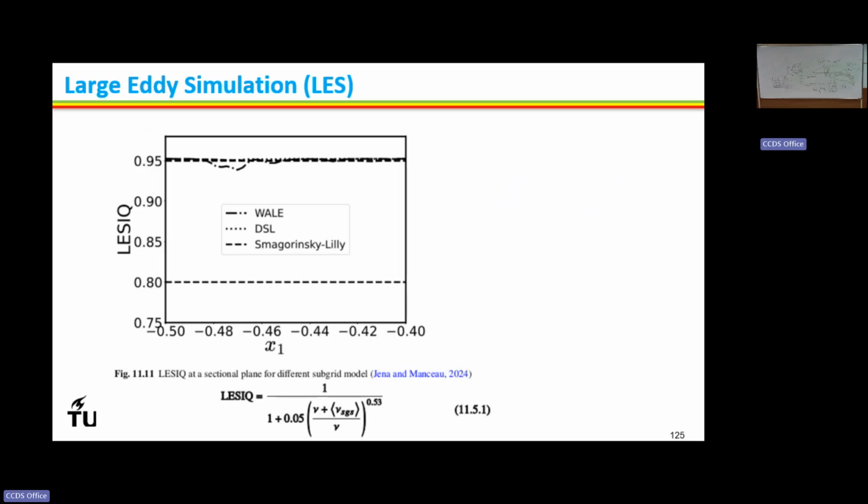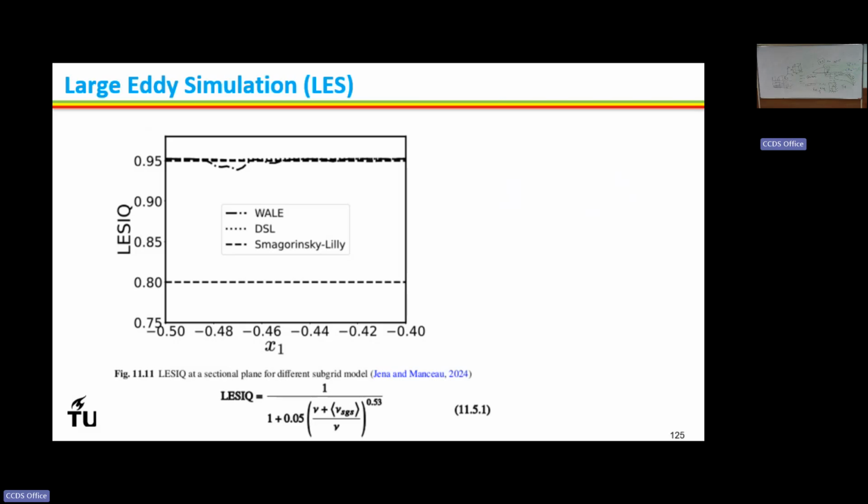So there is a criterion they call LES IQ, the LES indicator, that is defined as 1 divided by 1 plus 0.05 times the ratio of nu, the laminar or kinematic viscosity, to the subgrid scale viscosity, to the power 0.53. Okay, this you have to average for a long time. You have to do the averaging, right? If you find it is more than 0.8, your results are good.